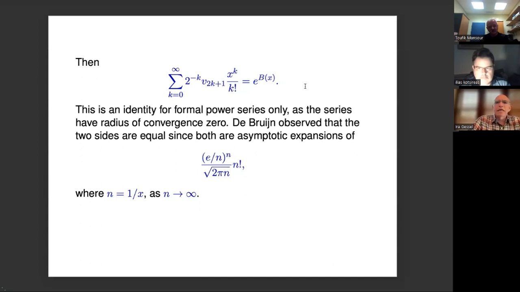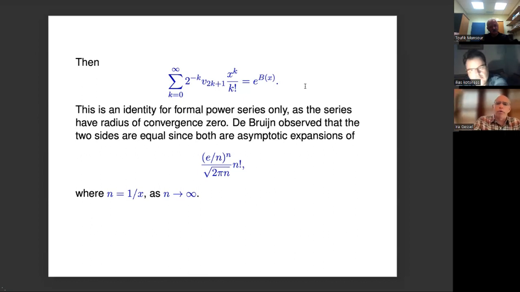So this is an identity of formal power series only because both series have radius of convergence 0. This is kind of a nice example of a non-trivial identity between formal power series with radius of convergence 0. And the way de Bruijn proved it is he looked at the asymptotic expansion for n factorial, in other words, the extension of Stirling's formula. He computed it in two ways. So both of these are asymptotic expansions of this thing related to the factorial.